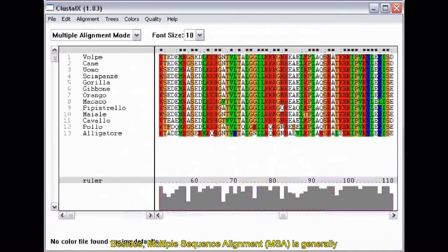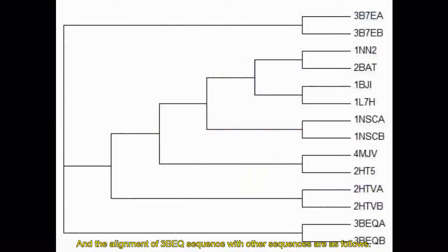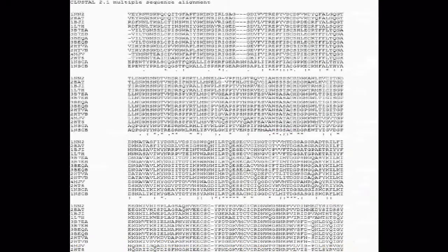Besides, multiple sequence alignment (MSA) is generally the alignment of three or more biological sequences, protein and nucleic acid, of similar length. It was performed using Clustal X, and the alignment of the 3BEQ sequence with other sequences are as follows.